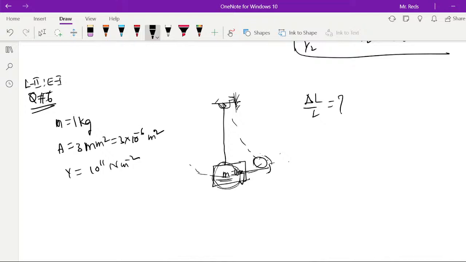What is asked to find? The fractional change in length means elongation. Elongation is delta L, right? But what you have to understand here is that when this wire is under to and fro motion, you have to consider it as a part of vertical circular motion.